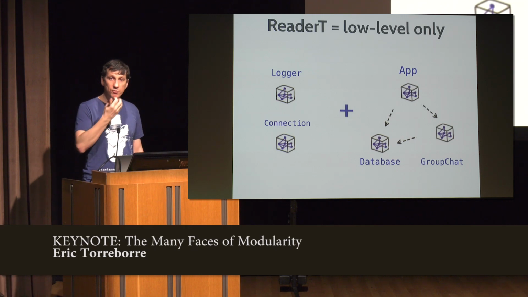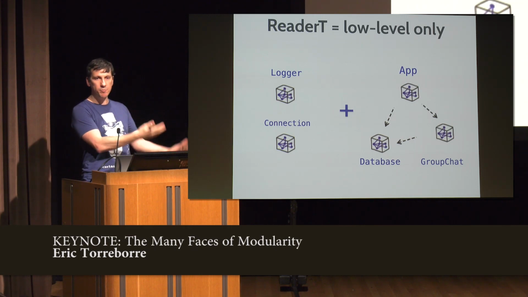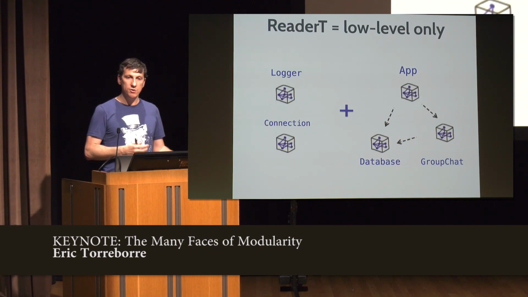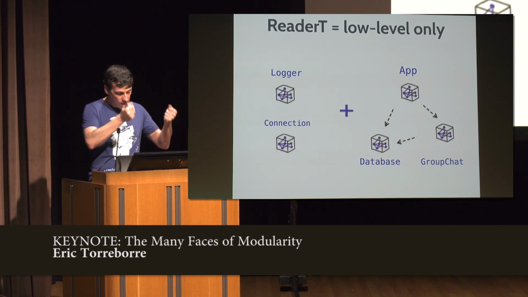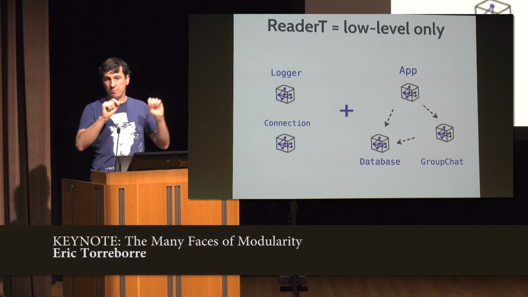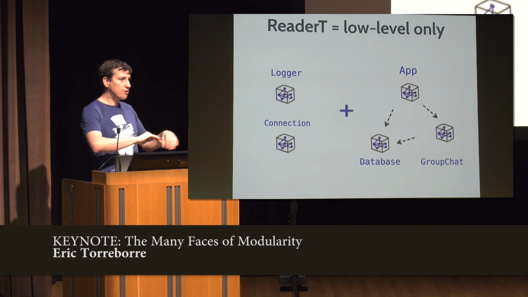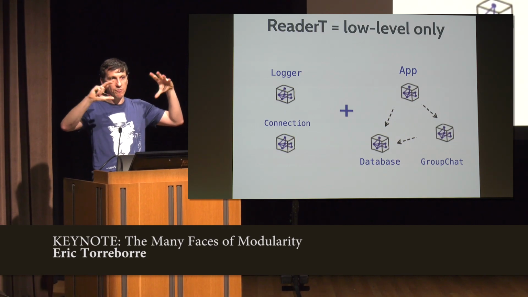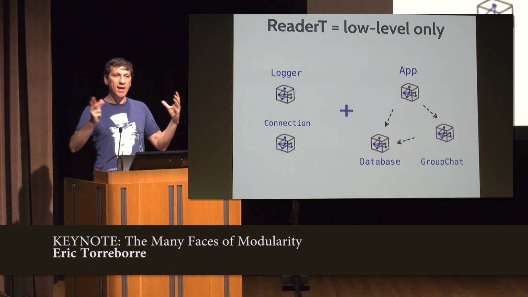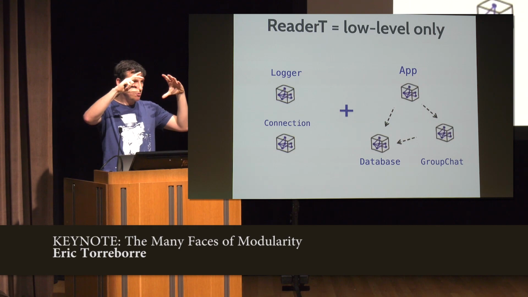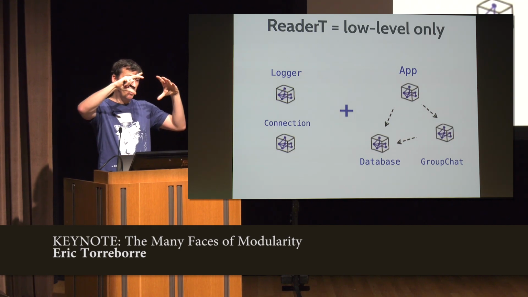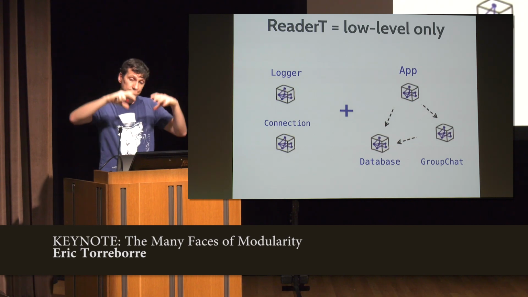So for example, if you take the reader-T pattern as exposed in the Haskell blog post showing this pattern, you will see that it only allows you to replace low-level dependencies, like a logger, like a connection to something. And as soon as you want to replace larger parts of your graph, well, it's not as easy, because the larger parts are going to depend on smaller parts. So effectively, to be able to replace a larger part, you have to build it yourself.